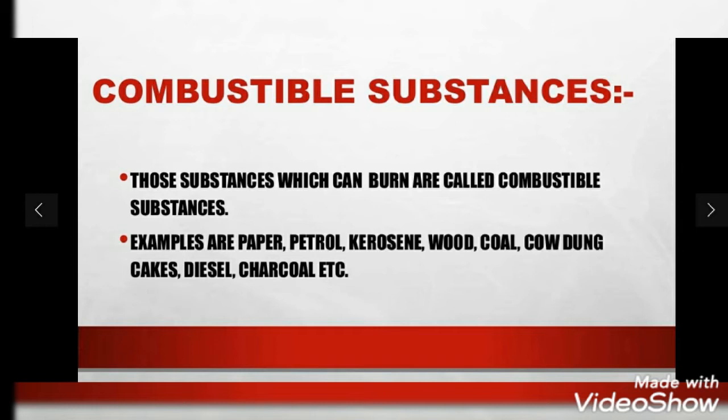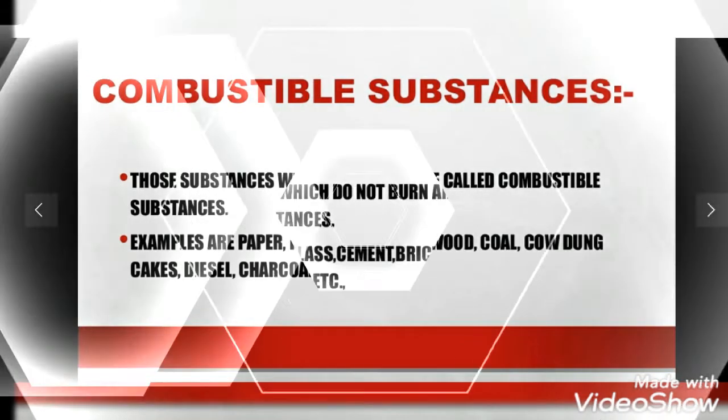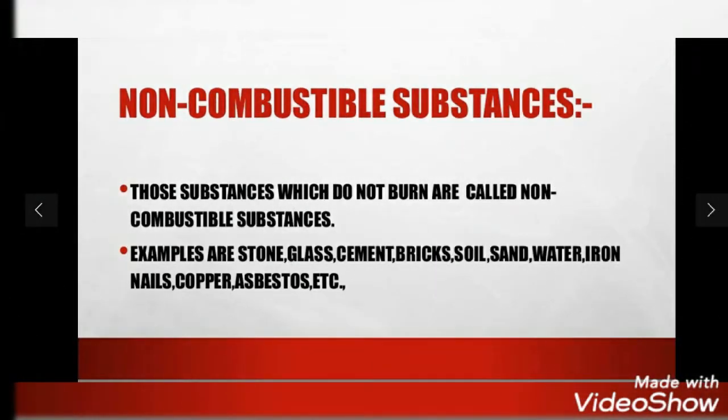Oxygen is important. Okay, next are non-combustible substances. Non-combustible substances are those substances which do not burn. Example: stone, glass, cement, bricks, soil, sand, water, copper. So they are non-combustible substances. They will not burn in the presence of oxygen also. That is why they are called non-combustible.